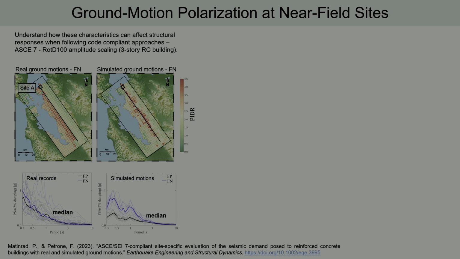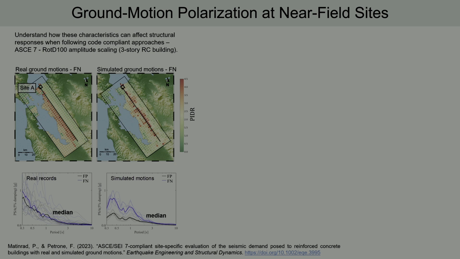In our case, we follow the ASCE 7 approaches where we scale to the RotD100 of the spectral amplitudes. Here I'm showing these two maps, summarizing the median demand obtained for a three-story reinforced concrete building. If you look at specific sites, as for example this site A, located right on the tip of the fault, you can clearly see that the median responses that we obtain are substantially different. And upon a closer look at the ground motions that we used, again, simulated motions versus real records selected following the conventional criteria.